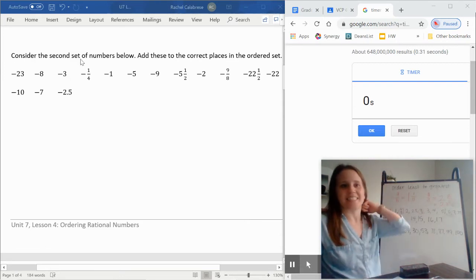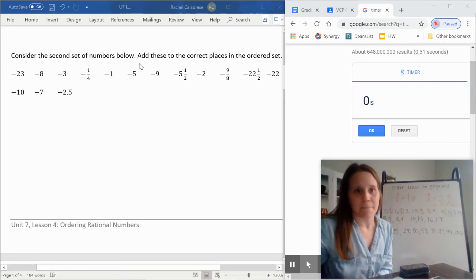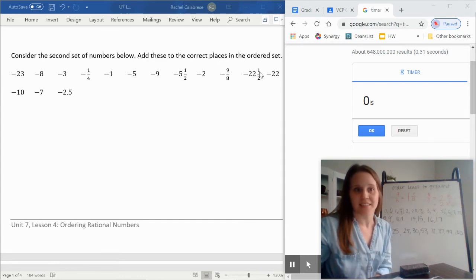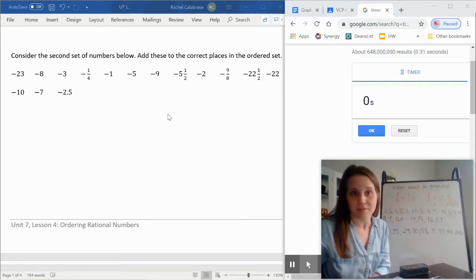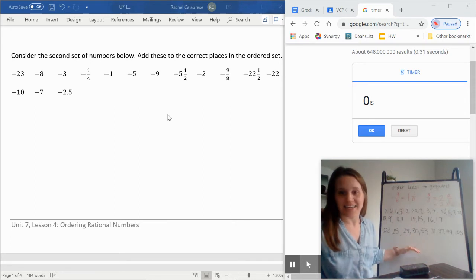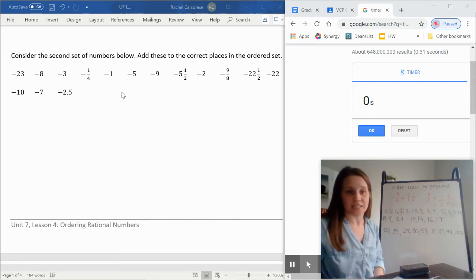Take a look at this second set of numbers. It says add these to the correct places in the ordered set. Ooh, I see all of these rational numbers are negative. Wow. So what you're going to do, keep your list the way that it is. Now you're going to add in these numbers in your list, still in order from least to greatest.